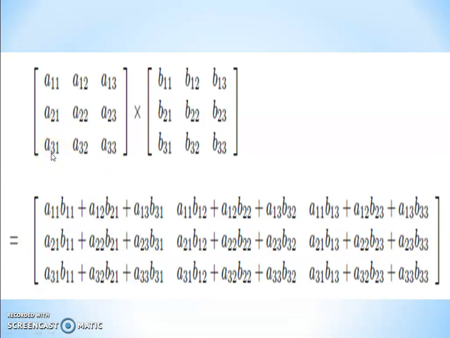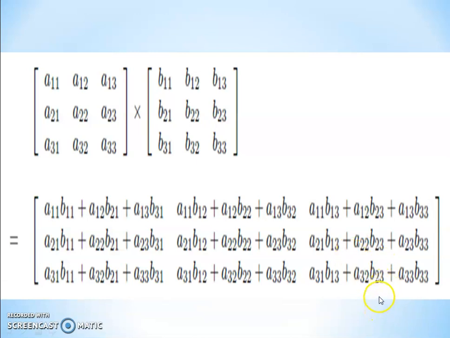Now last but not least, row number 3. A31 into B11 plus A32 into B21 plus A33 into B31. Now last row, second column, A31 into B12 plus A32 into B22 plus A33 into B32. Now last row, last column, A31 into B13 plus A32 into B23 plus A33 into B33. We cover it by using this method.